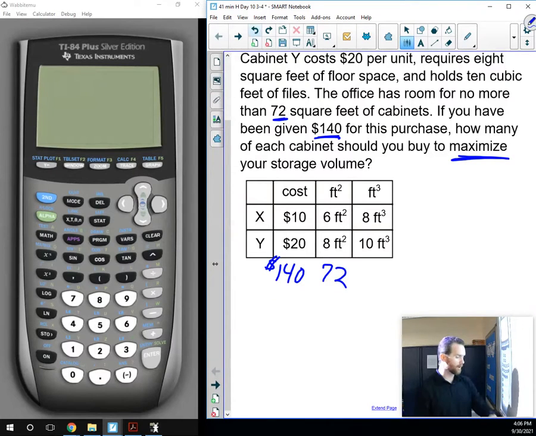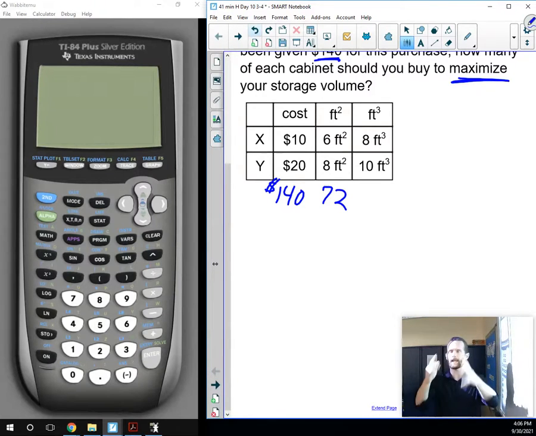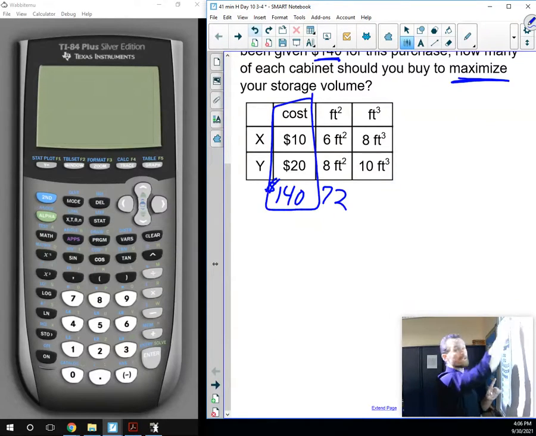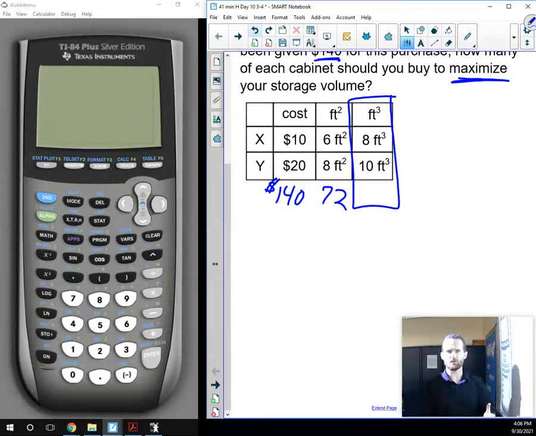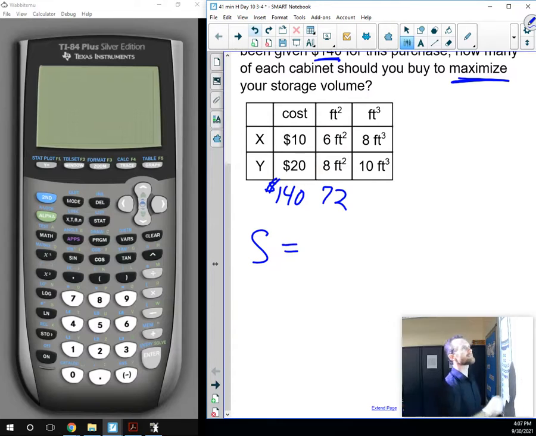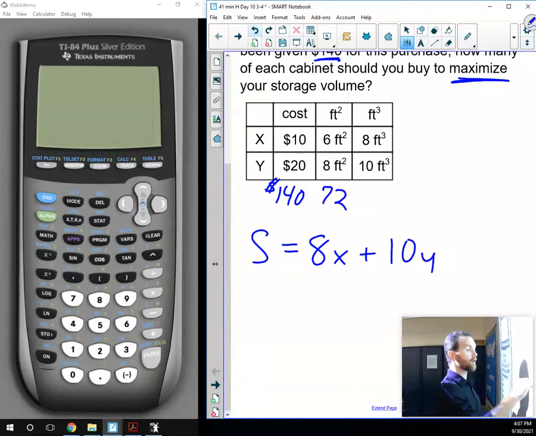But before we do that, let's come up with our objective function. The objective function, remember, is an equation that represents the value we're trying to maximize. And if you read carefully, what we're trying to maximize is not money this time. We don't want to maximize the cost. We want to maximize how many files we can store. We want to maximize our storage volume, our storage space. So let's use an S for storage space. We get 8 per cabinet X, so that's 8X, plus 10 per cabinet Y, 10Y. This is our objective function. So later, once we have our feasible region graph, this is the equation we're going to jump back to figure out how we can get our maximum value.